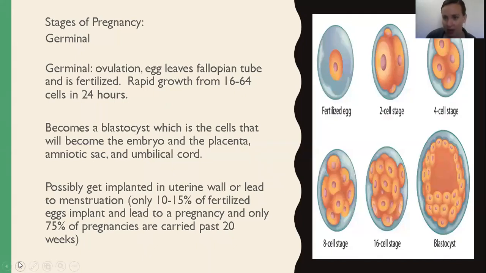Or it wouldn't, and it would lead to menstruation. So really only 10 to 15% of fertilized eggs implant. And of those that implant, only 75% lead to pregnancies that are carried past 20 weeks. So it is somewhat of a miracle that some of us get pregnant, because our chances each month can be quite low, or the chances of having a successful pregnancy can be quite low.